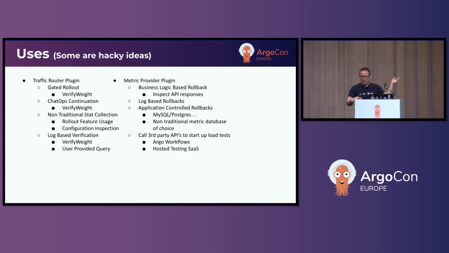Log-based rollbacks is another idea. Instead of using a metrics provider, you could have a plugin that used log queries, query Splunk, query Elasticsearch for particular errors or anything along those lines that would then cause rollouts to roll back. A whole bunch of random use cases that are powerful to play with, and always looking for more ideas.